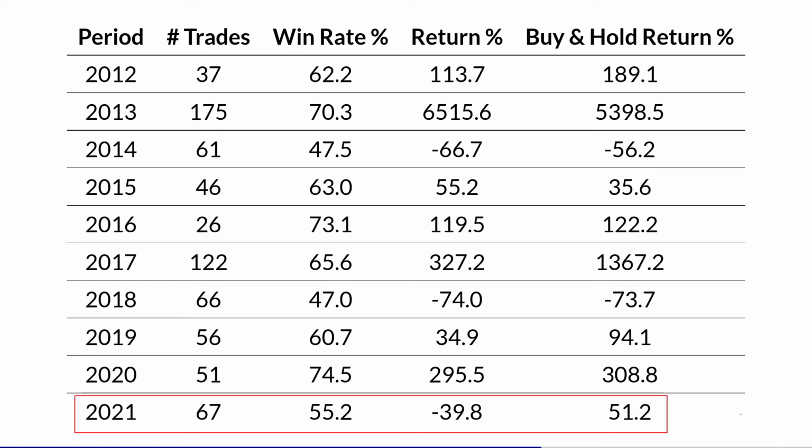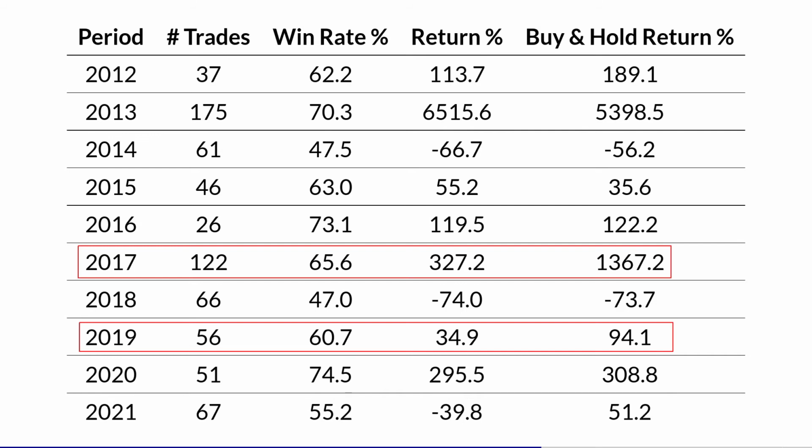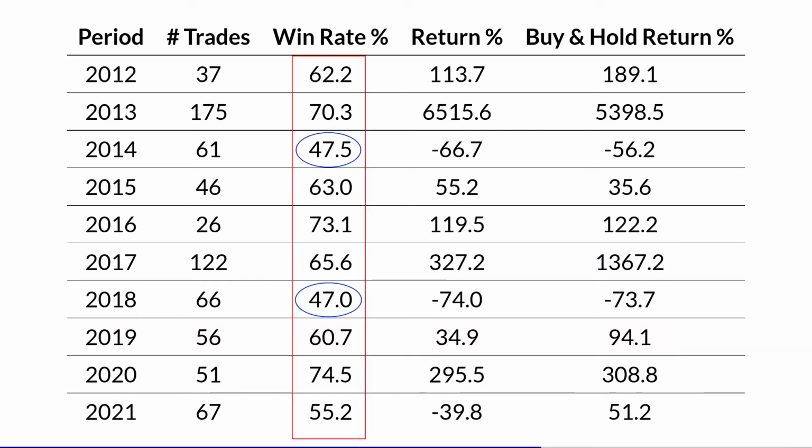2021 seems to be an anomaly. The strategy gave negative results, whereas buy and hold was positive. In the remaining years, the performance of the strategy and buy and hold was similar. Only in 2017 and 2019, buy and hold was significantly better. Win rate is almost always over 60%, except for 2014 and 2018.